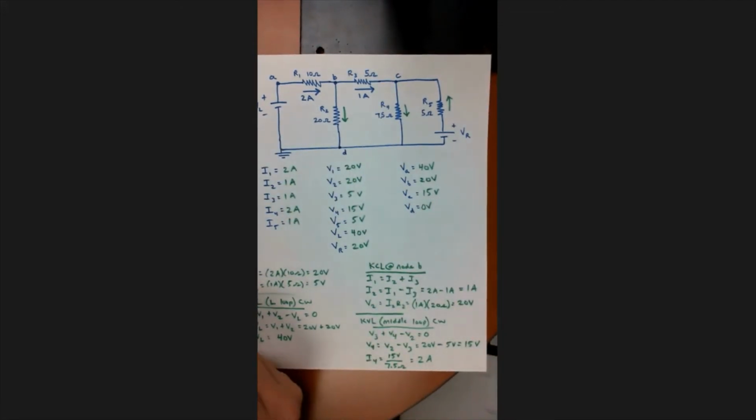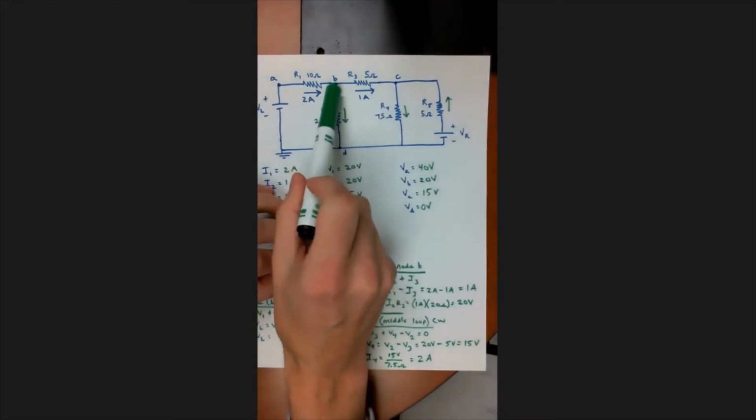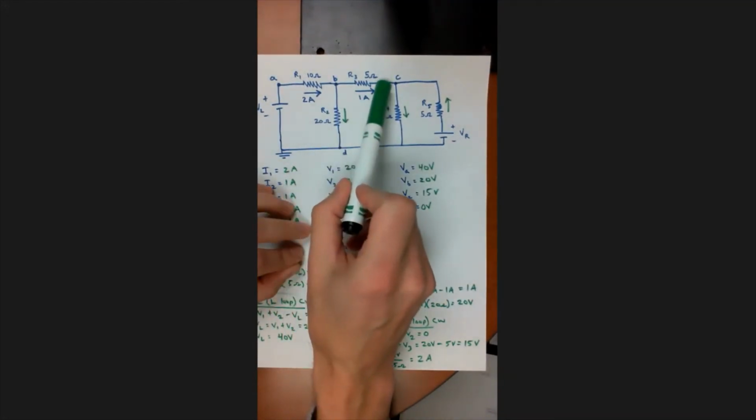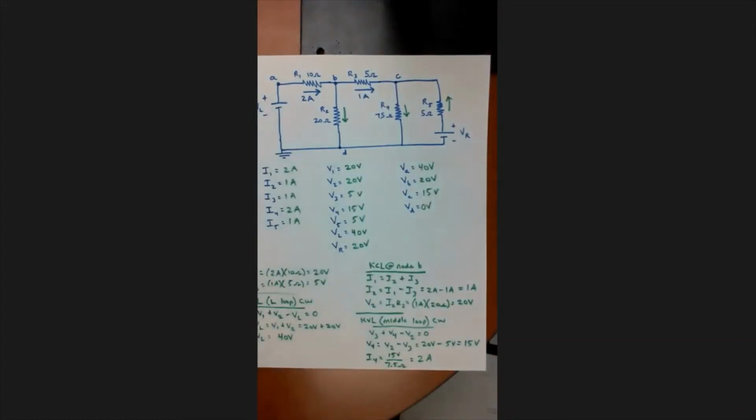And once again, there's another way. There's always another way to do it. I could say I'm at 20 volts here, and then from here to here, I drop V3, which was 5 volts. 20 volts minus 5 volts gives me 15 volts. So it's good to double check your work and check it multiple ways to make sure you got the right answer. All right, so that wraps up that sample KVL KCL problem.